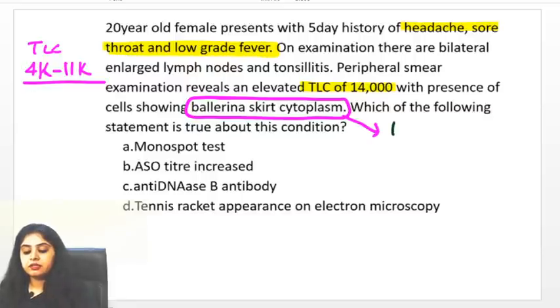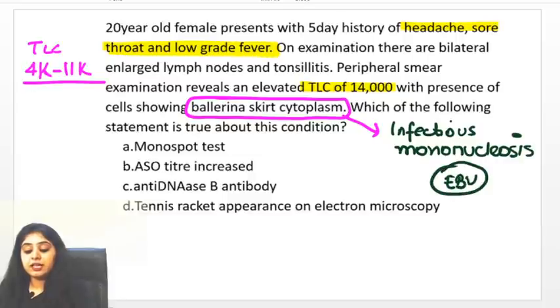Ballerina skirt appearance is something that you see in infectious mononucleosis, basically something that you see with Epstein-Barr virus. Which of the following statements is true? Monospot test is done, ASO titer, anti-DNase B antibody, or tennis racket appearance.